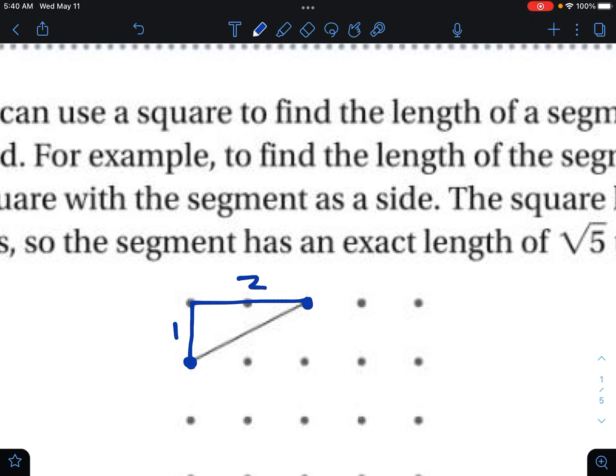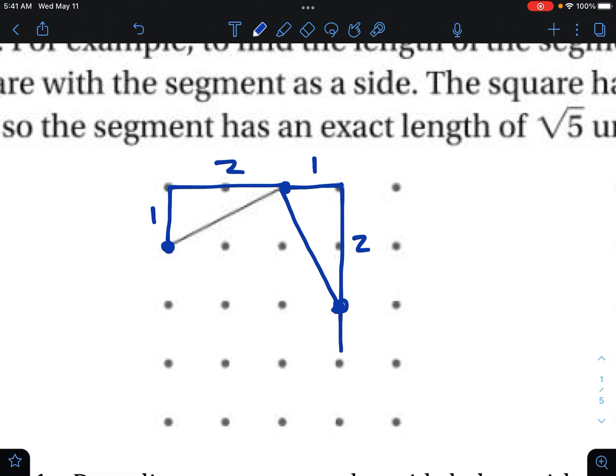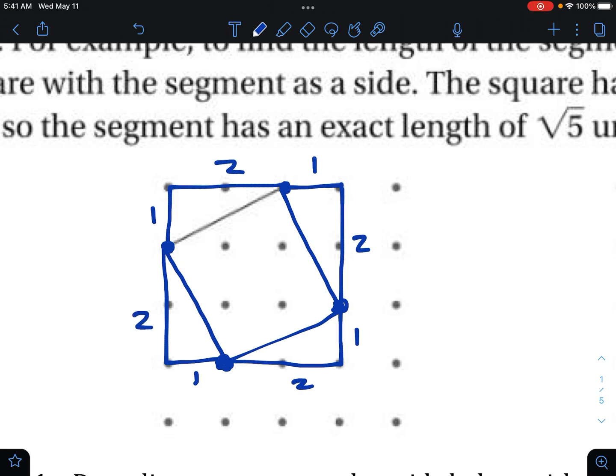If you just follow that 1 and 2, 1 more this way, 2 more that way, to build the next triangle, 1, 2, 1, 2, that would be the next corner. And then do it again, 1 and 2, you'll find the next corner. And then you could do it one more time, even though you don't really need to. And there's the last 1 by 2 triangle. And the inside part here is the square we're looking for.